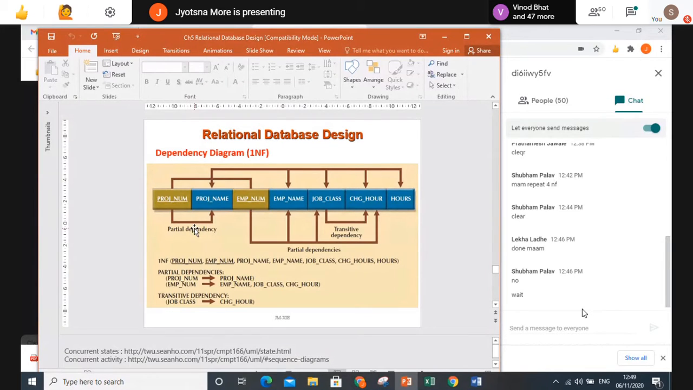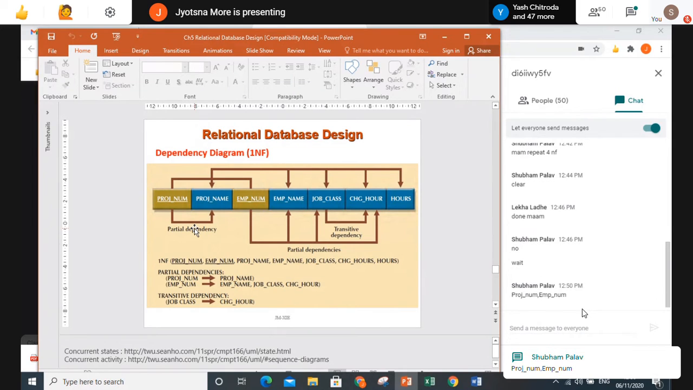So write down the first solution, first point. Candidate key is equal to, put in curly bracket, project number, comma, EMP, that is employee number. Okay, correct. So put that first. Always first you have to find out the candidate key.